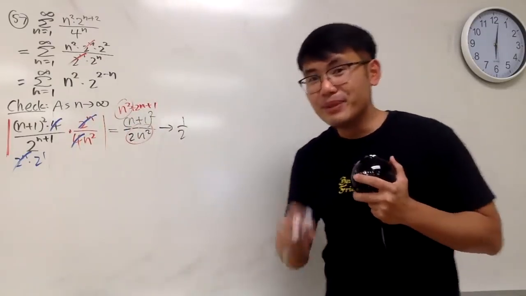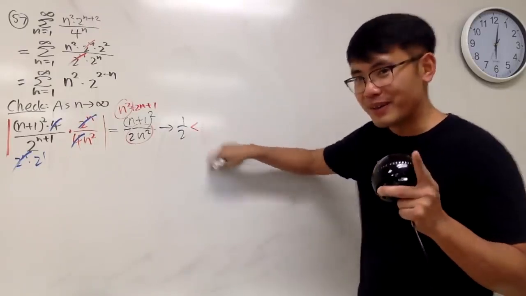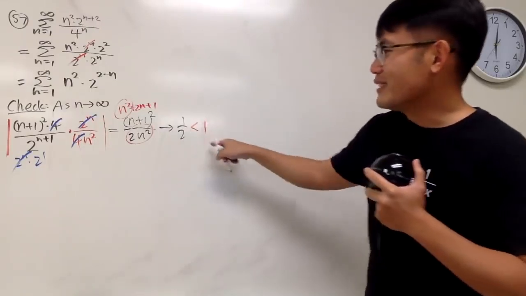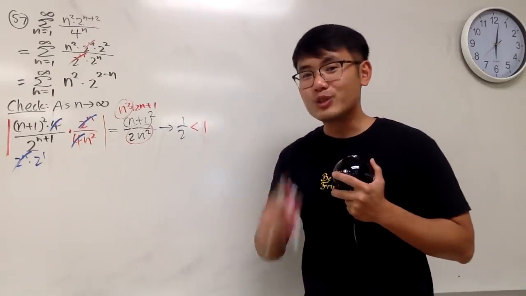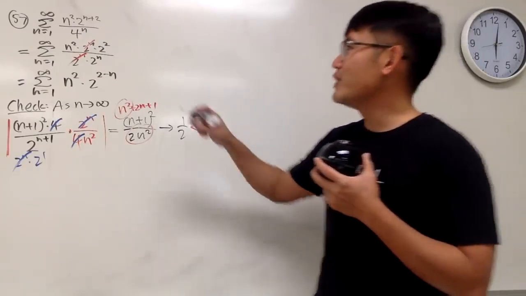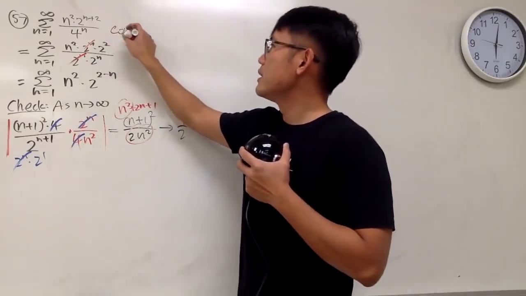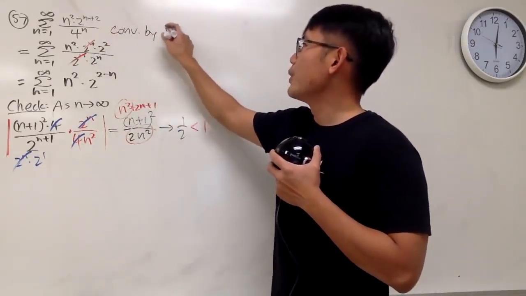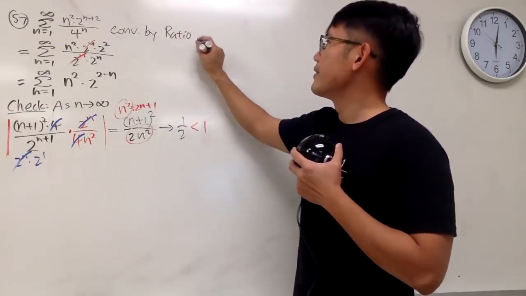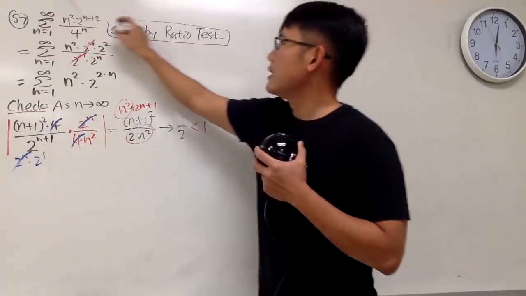Done. And the beauty is that we are doing the ratio test. This right here is less than 1, so we can draw a conclusion because we're using the ratio test. Very nice. So this series converges by the ratio test.